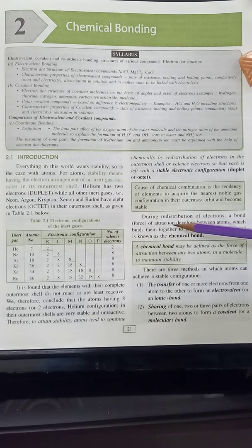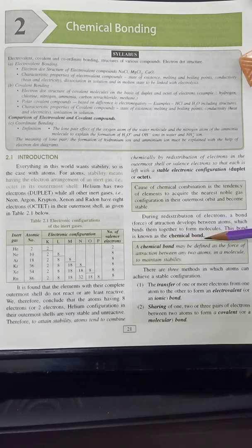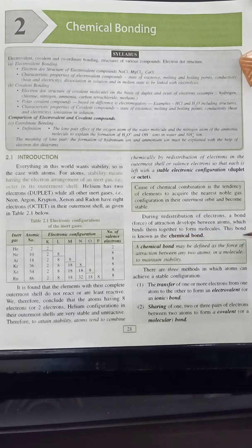Now children, during this redistribution of electrons, a bond or a force of attraction develops between atoms, which binds them together to form a molecule. This bond is known as the chemical bond, which is the name of this chapter. So if we define a chemical bond, it may be defined as the force of attraction between two atoms in a molecule to maintain stability.